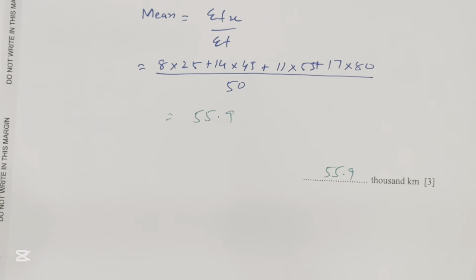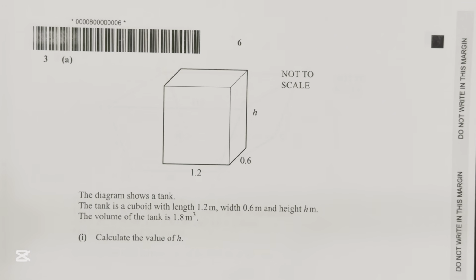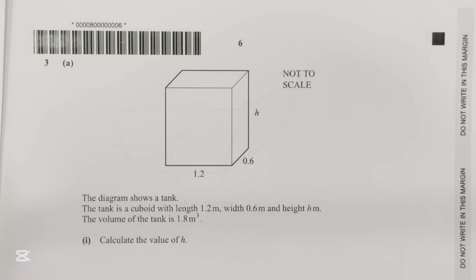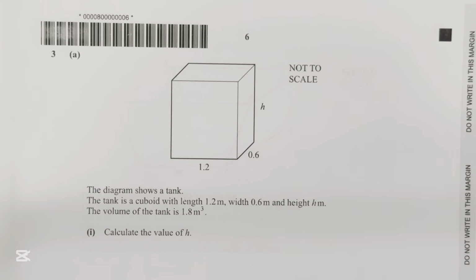Okay, so this is how we have completed question number 2, from the topic of statistics. Moving to question number 3, which is from the topic of mensuration. The diagram shows a tank. The tank is a cuboid with length 1.2 meter, width 0.6 and height h. The volume of the tank is given, that is 1.8 meter cube. Calculate the value of h.